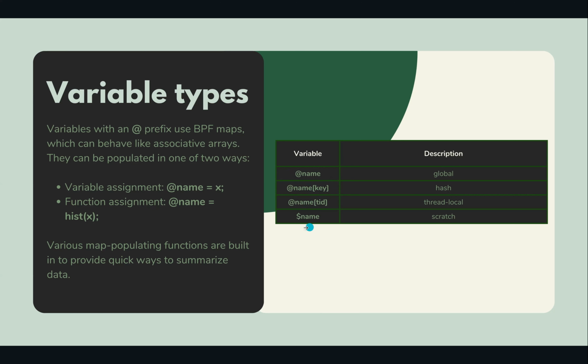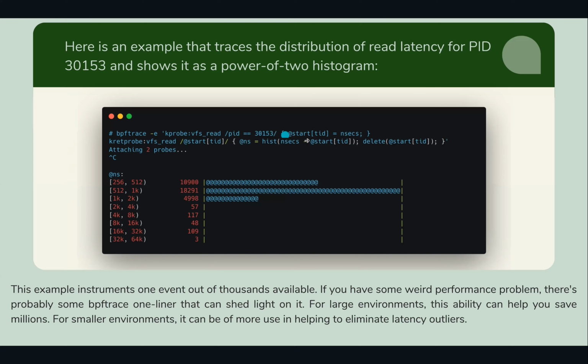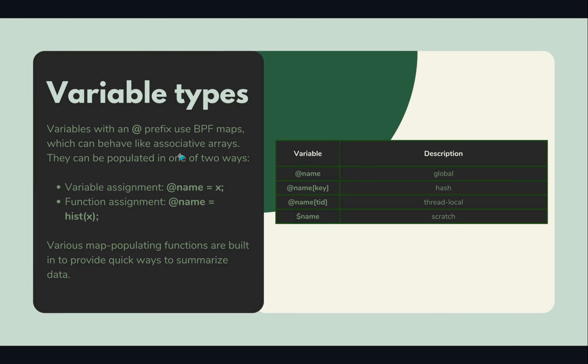And this hash scratch variable would be specific to the action where you are using it, so it would be specific to that only. We can assign them normally, like @name = x, or we can also assign a function to it.